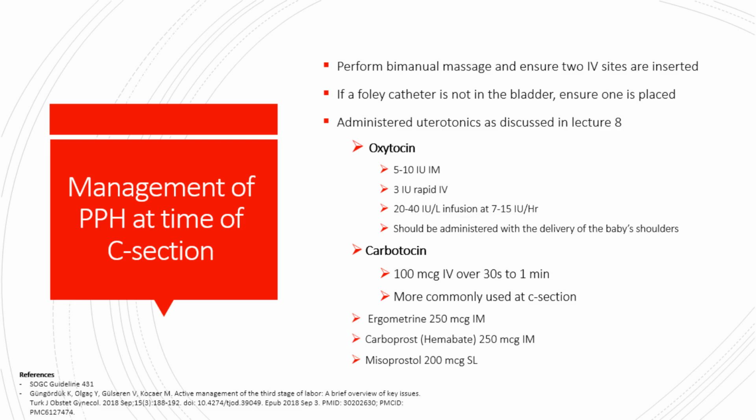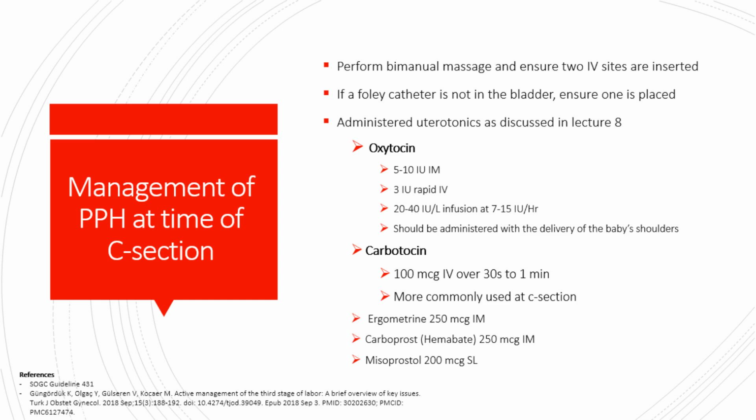Management principles of an intraoperative or postpartum hemorrhage at the time of C-section follow the same principles as the time of vaginal delivery, as discussed in Lecture 8. Bimanual massage can be performed, the bladder should be emptied, and you should ensure there are 2 IV access sites placed with a wide bore needle. Once the placenta is delivered, uterotonics should be administered, such as oxytocin or carbetocin.